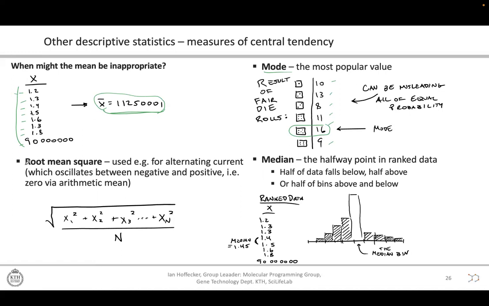You also have, for example, the root mean square. This is used for situations where some of your data is positive and some of your data is negative.